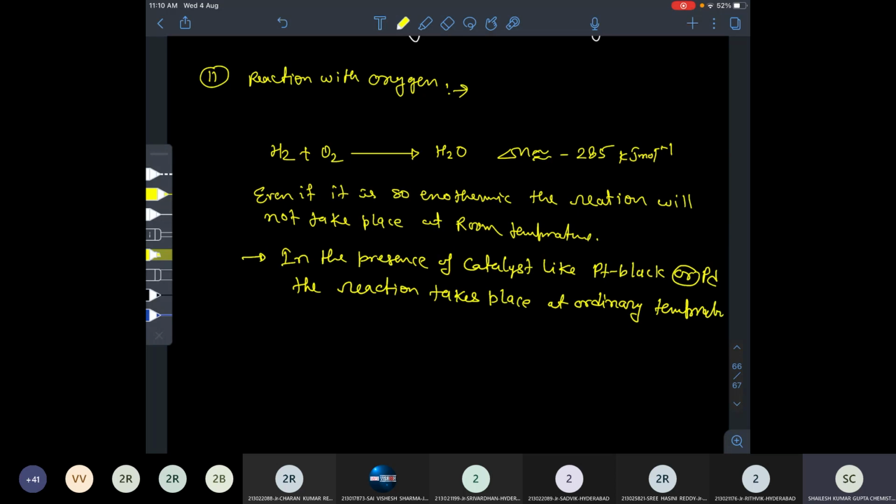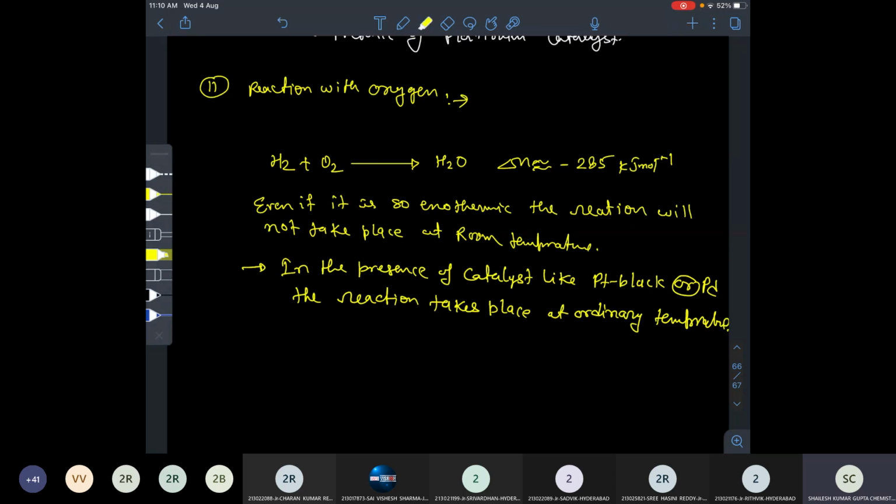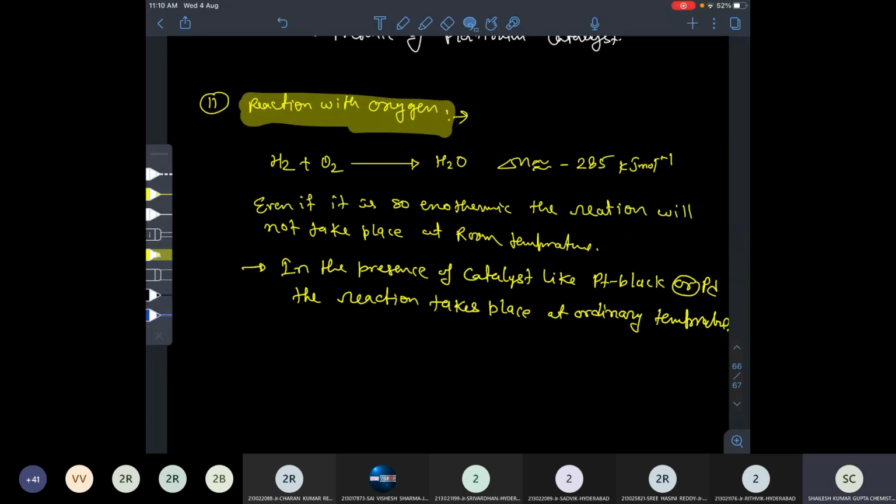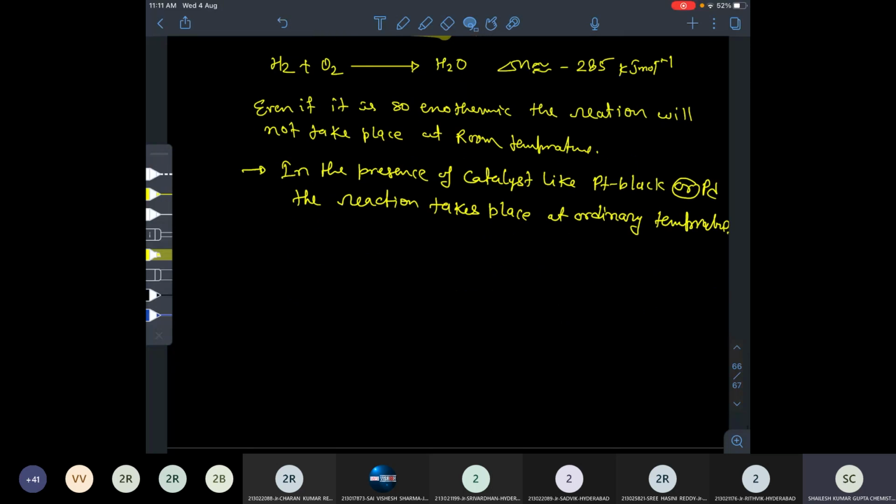Understood now? Okay, so the reaction of hydrogen is not so easy that you are going to get the product just every time you refer the bond angle.